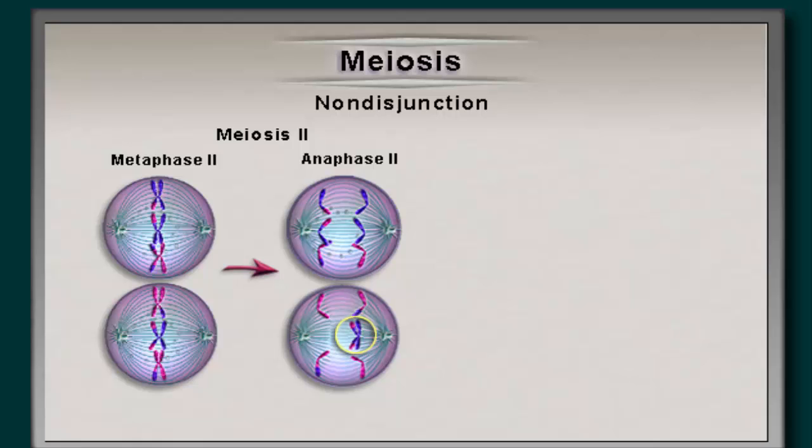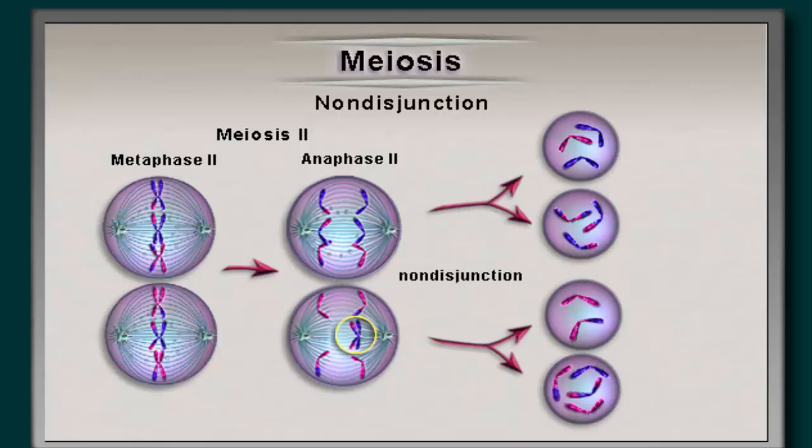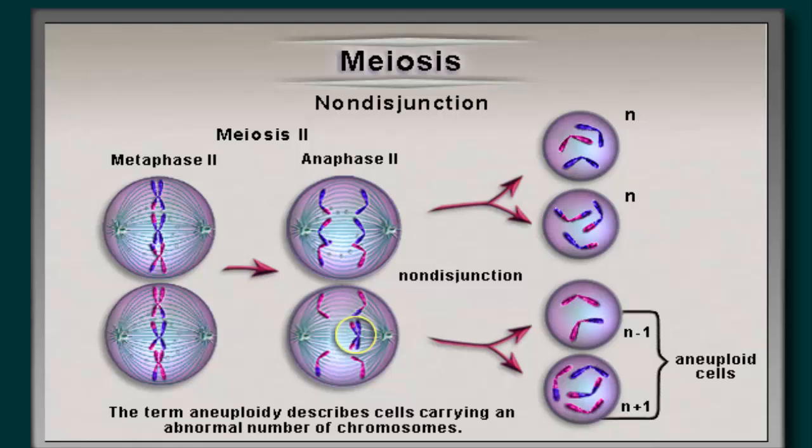In this case, one of the resulting 4 cells will carry an extra chromosome, N+1. One will lack a chromosome, N-1, and the other 2 cells will have the normal haploid number of chromosomes, N. A cell carrying an abnormal number of chromosomes is termed aneuploid.